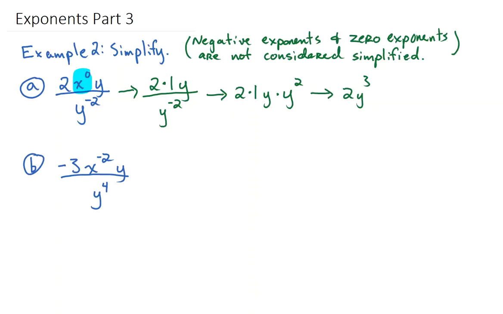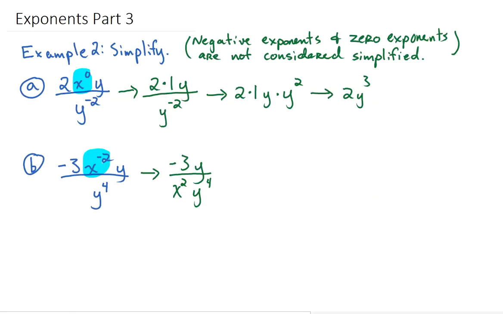Alright, negative 3 times y to the negative 2 times x to the negative 2 times y, all of that divided by y to the fourth. So a few different components going on here. I'm just going to deal with my x to the negative 2 first. So that x to the negative 2 is telling me I'm really dividing by x twice, so I'm going to put it in the denominator with a positive exponent. That gives me negative 3y divided by x squared y to the fourth.